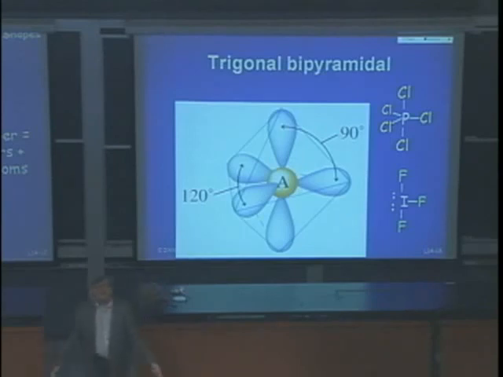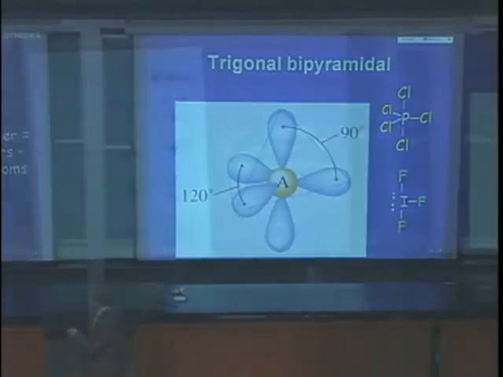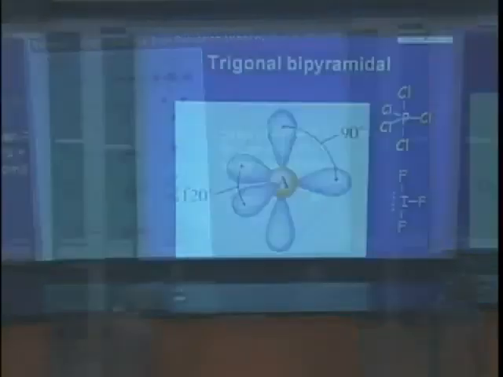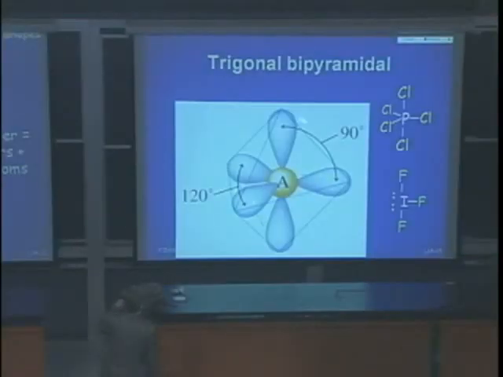With this, the steric number is what? 5. And you have that trigonal bipyramidal arrangement. So 120 degrees in the plane here. This is 120, it says right there, and 90 degrees between the plane and the axial bonds. That would be one possibility, and now we come to a tricky thing.